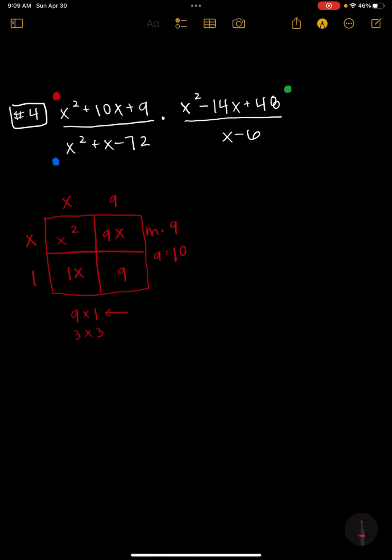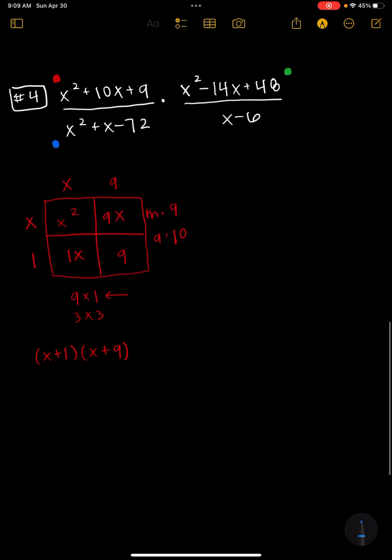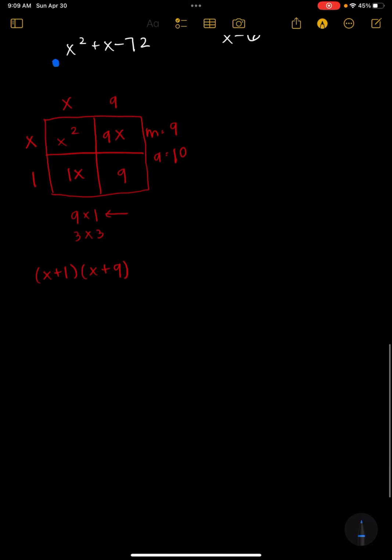I'm just going to leave that like that for a minute. So in fact, well, let me write the factors. We'll say x plus 1, x plus 9. Okay, now let's go to the blue, which is the bottom of the left one. I'll do it on the bottom so we can keep them in the same order.